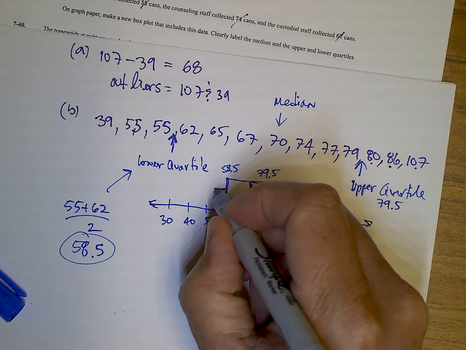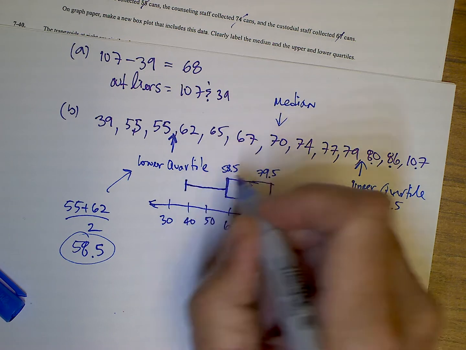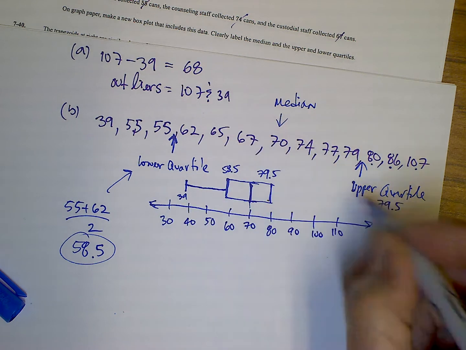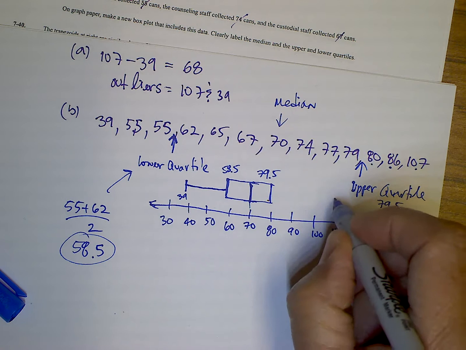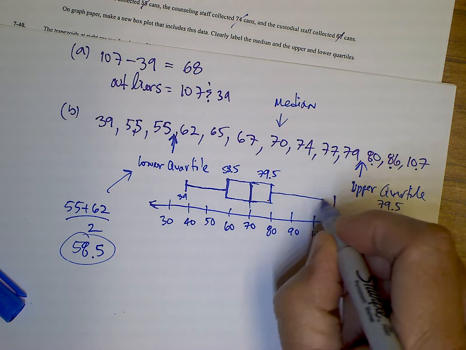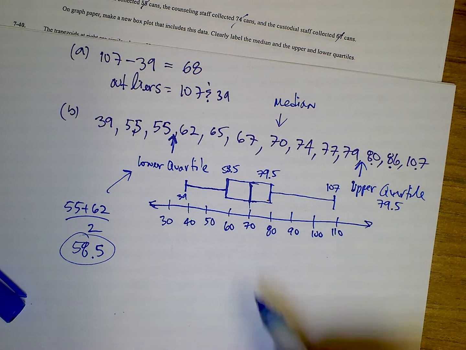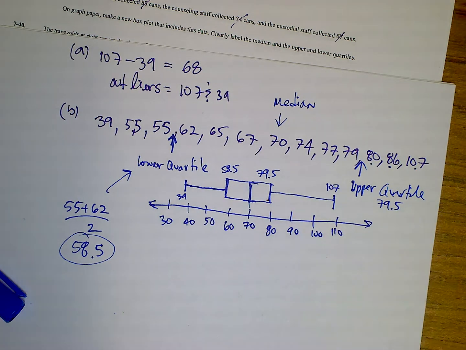So at that point, I've got my lower quartile and my upper quartile. I've just got to now take it to my whiskers here, my range. My smallest piece of data is 39. My largest piece of data is 107. So I add those on there, 107. So that would be the new box and whisker plot with the new pieces of data added. All right, there you go.